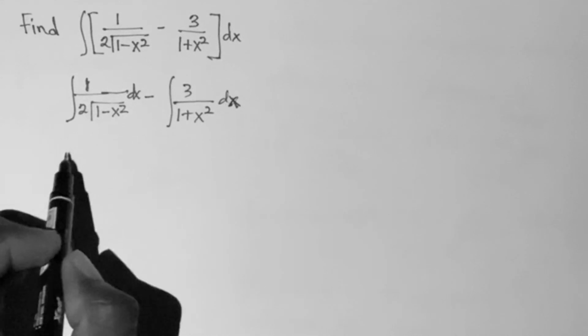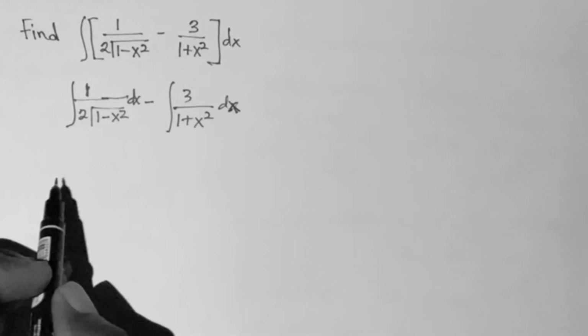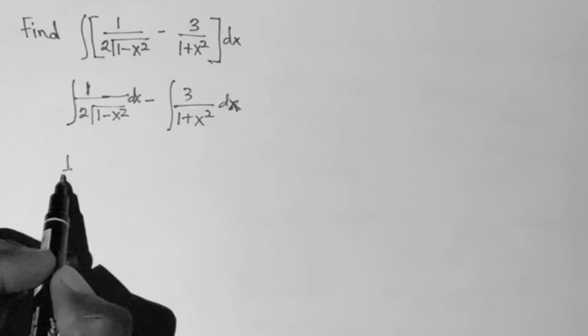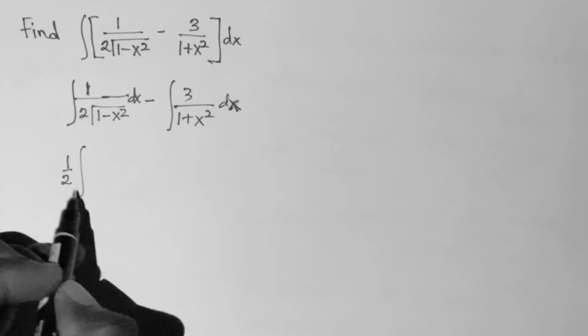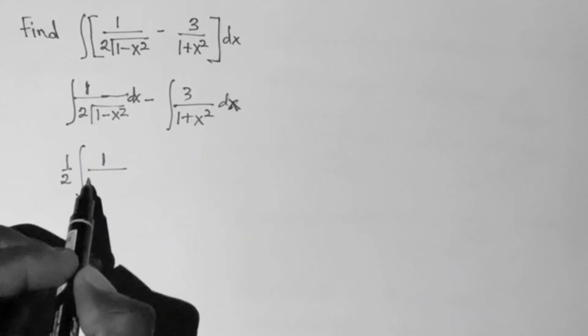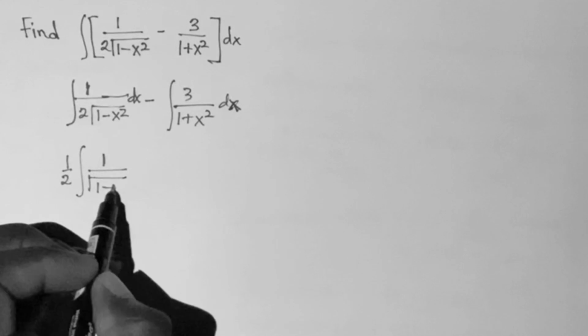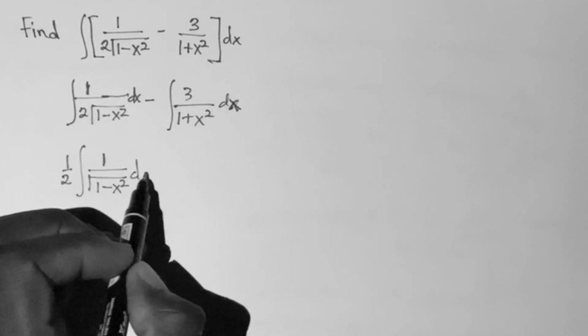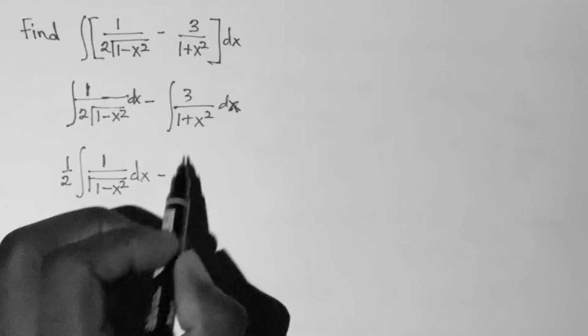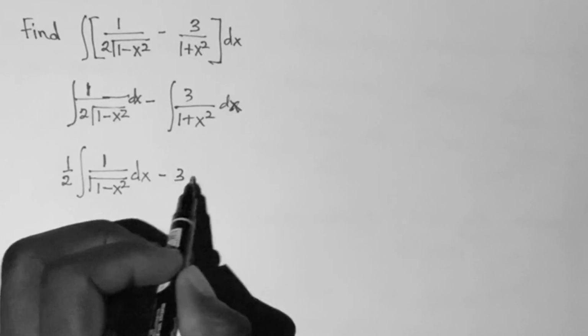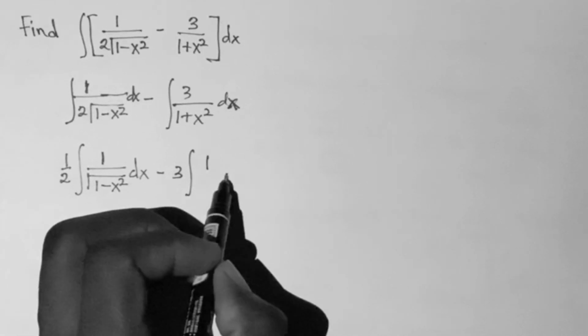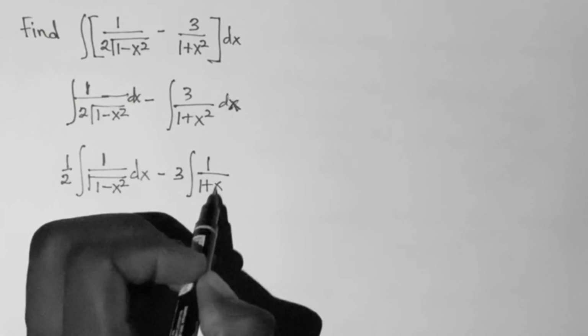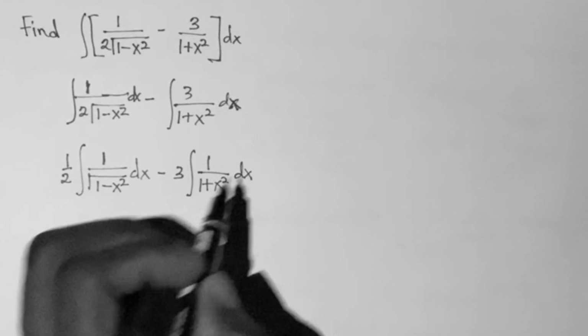So this is equal to, now let's factorize 1 over 2 out. If we factorize 1 over 2 out, it becomes the integral of 1 divided by square root of 1 minus x squared dx. Then minus, let's factorize 3 out, 3 integral of 1 divided by 1 plus x squared dx.